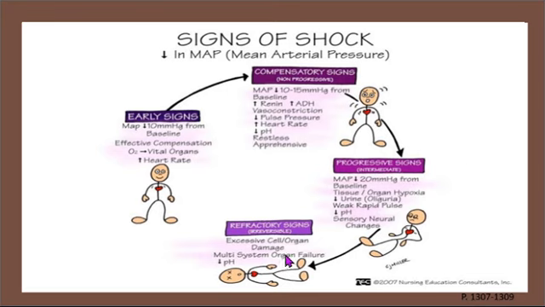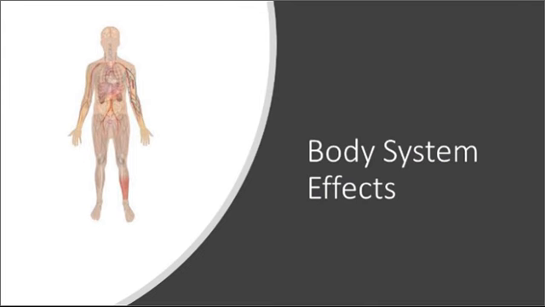Then you get to the last one, what your text called class 4, your refractory. That's when generalized anoxia, no oxygen to the body, there's cellular death, multi-system organ failure, nothing can reverse this, and they are going to die. It doesn't mean they're dead right now, but there's nothing to reverse, and it's a matter of time, and they are going to die. Okay, so let's look at the general body system effects of shock.